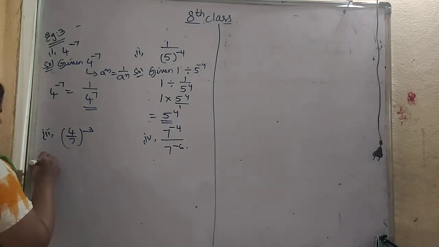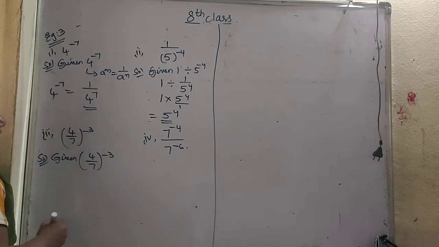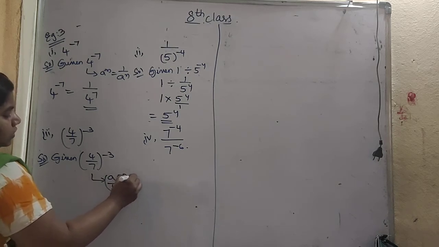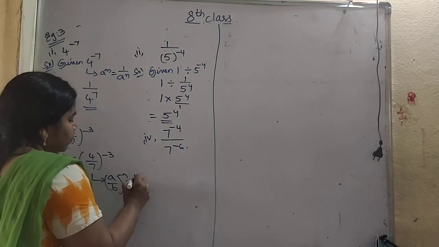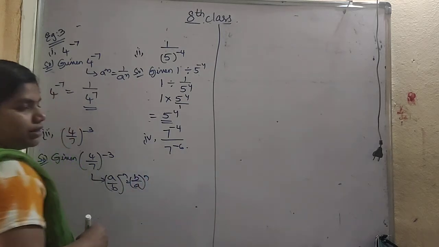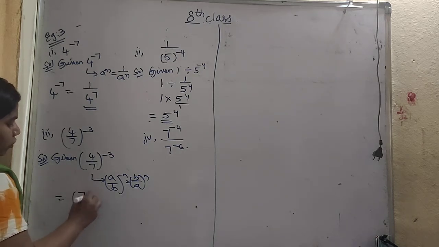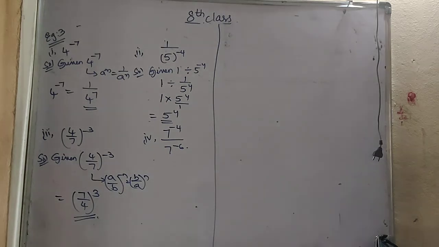Here, given (4 by 7)^(-3), I am using (a by b)^(-n). The terms will be reciprocal and the power will be converted to positive, so (b by a)^n. Now we can write it in the form of (7 by 4)^3. So the power has been converted to positive.